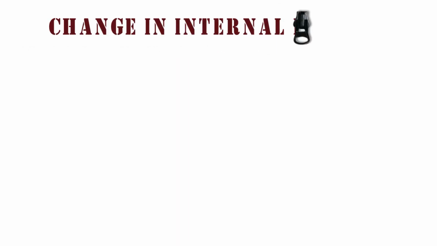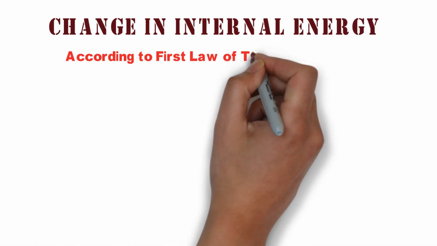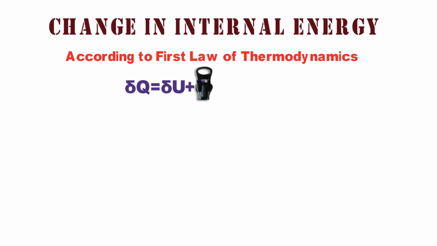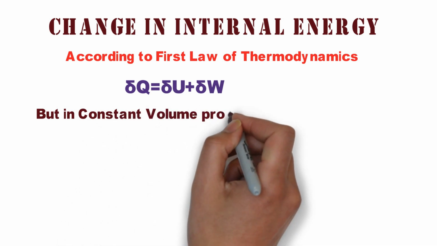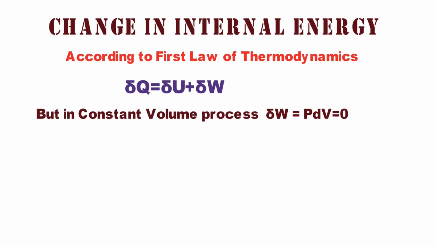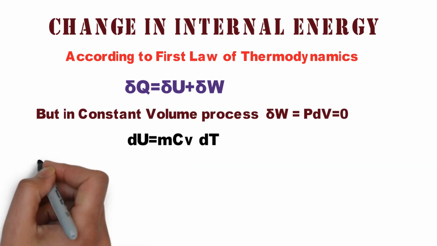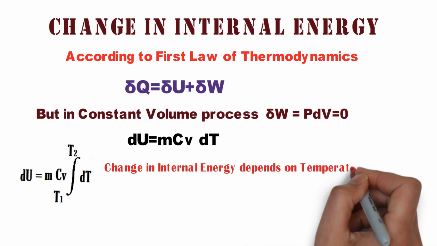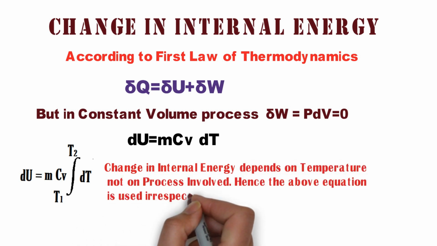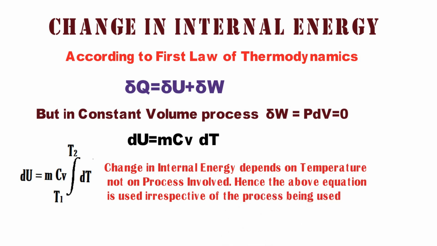Now we derive the equation of change in internal energy. We know that according to the first law of thermodynamics, delta Q equal to delta U plus delta W, where delta Q is heat transfer, delta U is internal energy and delta W is work done. But in constant volume process work done is 0. We have already proved this in our derivation. We know that internal energy is a function of temperature. So dU equal to m Cv delta T. But in constant volume process work done is 0, so delta W equal to 0. Put this value in the equation of the first law of thermodynamics.